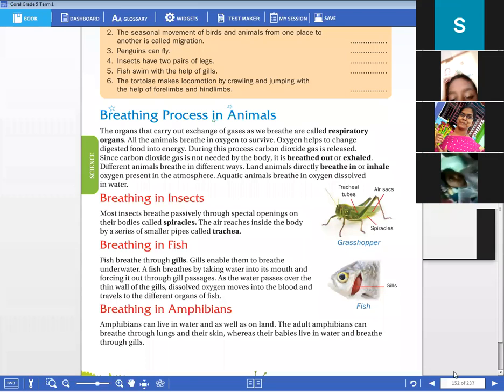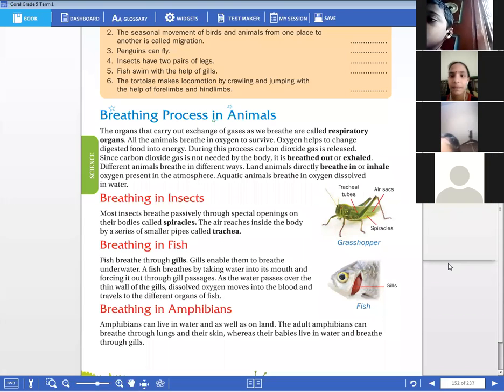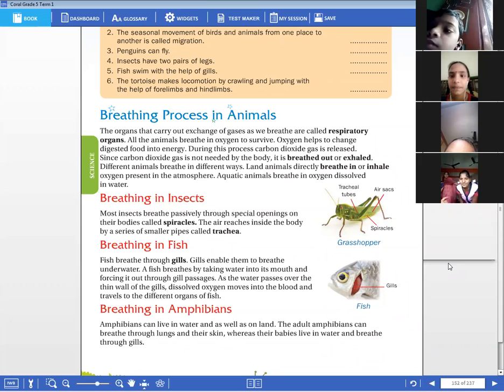But baby amphibians, when they are small, breathe with the help of gills, as a fish breathes. Usually fish breathe with the help of gills, no? In the same way, a baby amphibian also breathes through gills, and the adult one, which is a grown up amphibian, will breathe with their skin. How will they breathe with their skin, ma'am?